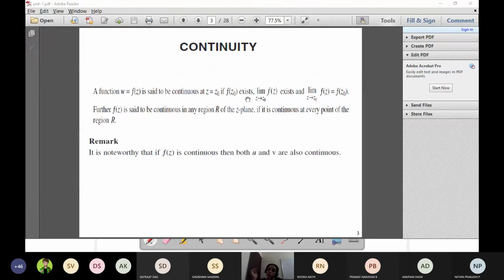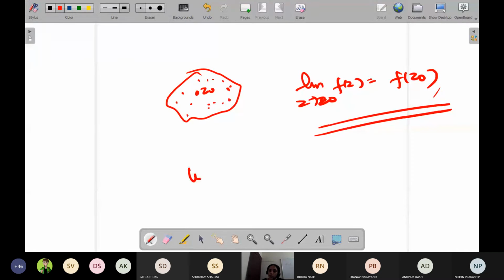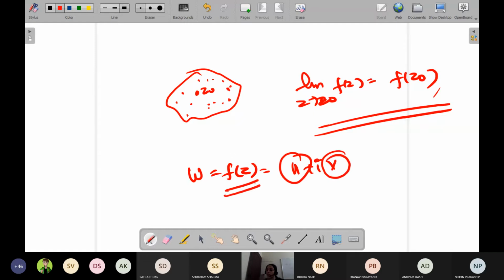Now we will talk about f of z. What is your f of z? W is equal to f of z. What is your w? W is nothing but u plus iv. What is u? U is the real part, v is the imaginary part. Now if I say this f of z is continuous, what can you say about the real part and the imaginary part?